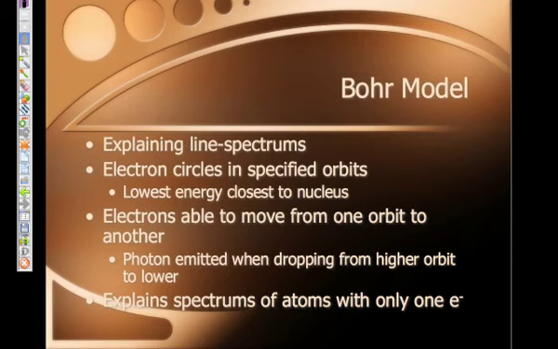His model was good for explaining hydrogen. Once you get past one electron in an atom, it wasn't so good. So that's why we're going to move on into the quantum theory, which is how they explain the rest of the gases. Bohr's model is dealing with orbits. They're two-dimensional. And in the quantum theory, we're going to go to a three-dimensional orbital.